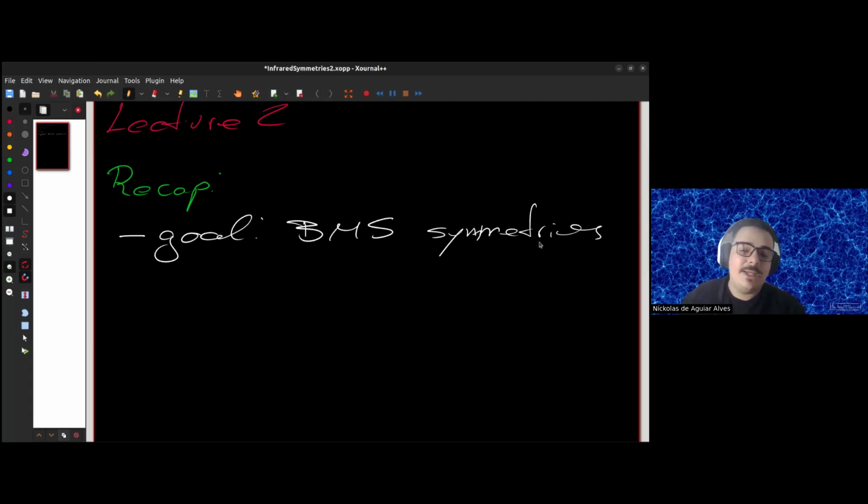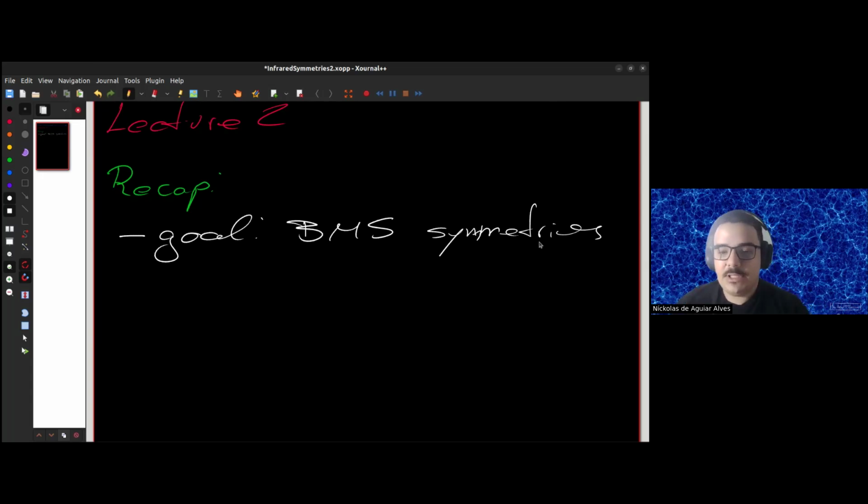We want to understand BMS symmetries, and there are a few motivations for this, the applications I mentioned. This has to do with soft theorems in quantum gravity. It has to do with the memory effect, which we hope to detect in future gravitational wave experiments. It can be used to construct interesting vacua in quantum field theory in spacetime, and so on and so forth. So we want to understand these symmetries.